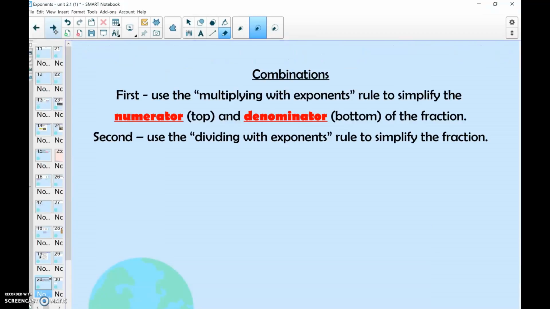All right, last section, we're talking about combinations for this one. That is when you're using multiplying and dividing. First thing we want to do is do the multiplying section. So we do top and bottom. So the numerator, we take care of everything there. That's the top of the fraction. We do all the multiplying we can on the denominator or the bottom of the fraction. And then we do top to bottom. We do dividing after that. So go ahead and fill in those blanks.